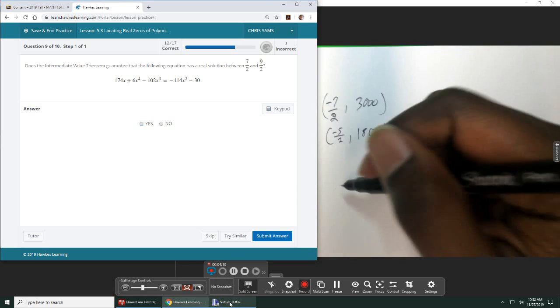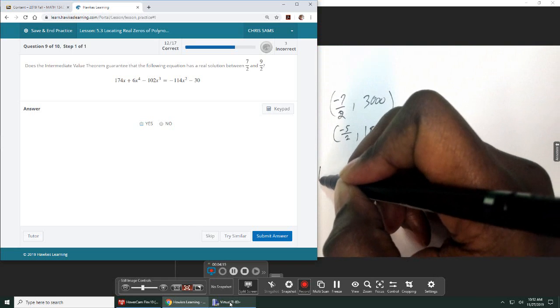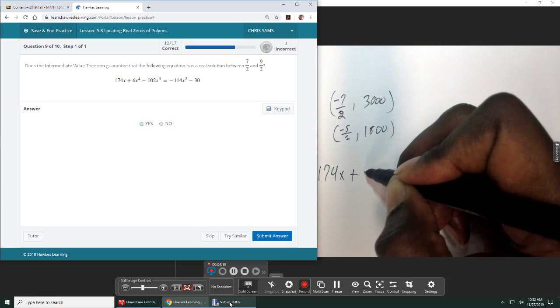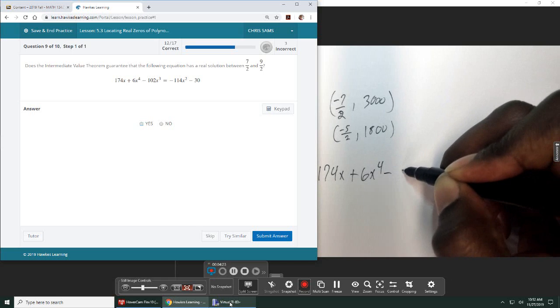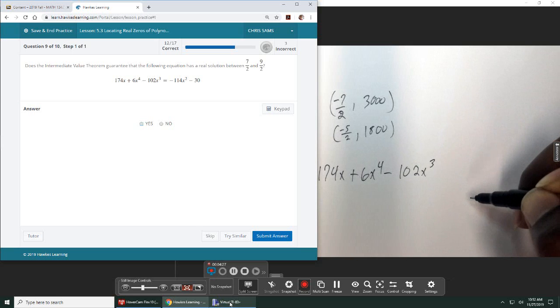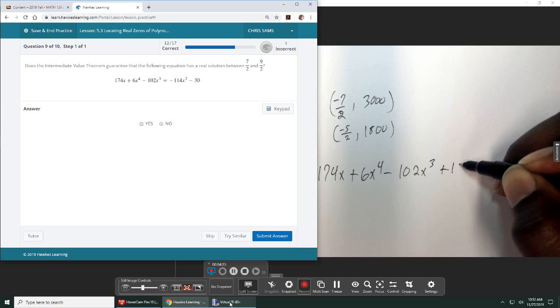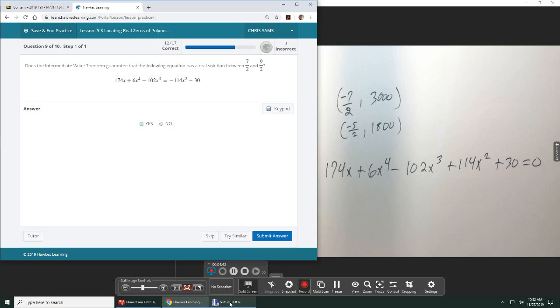So let's move that out of the way. And so what I'm doing is I'm going to write down the 174x plus 6x to the 4th minus 102x cubed, and then we're going to add the 114x squared, so plus 114x squared, and then we're going to add the 30. Okay, so this is the function that we're dealing with.